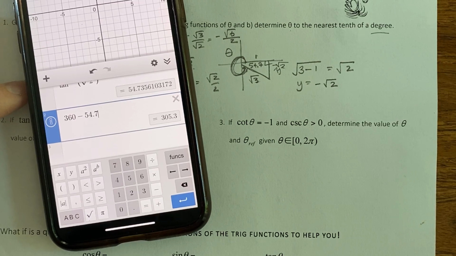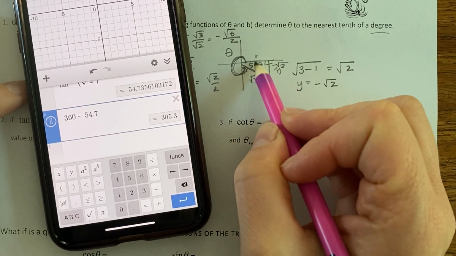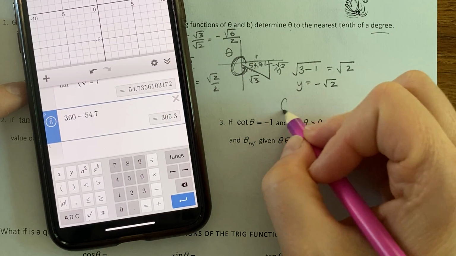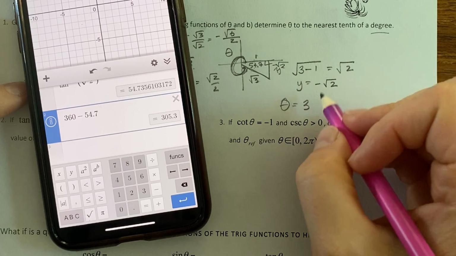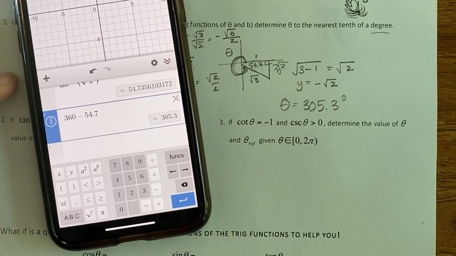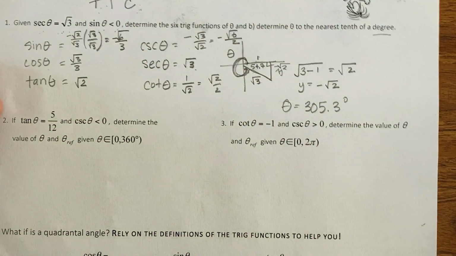If I do that, then 360, take away this amount, is what's left. So theta is 305.3 degrees. Okay, so we did that, yay. Now let's look at this one.